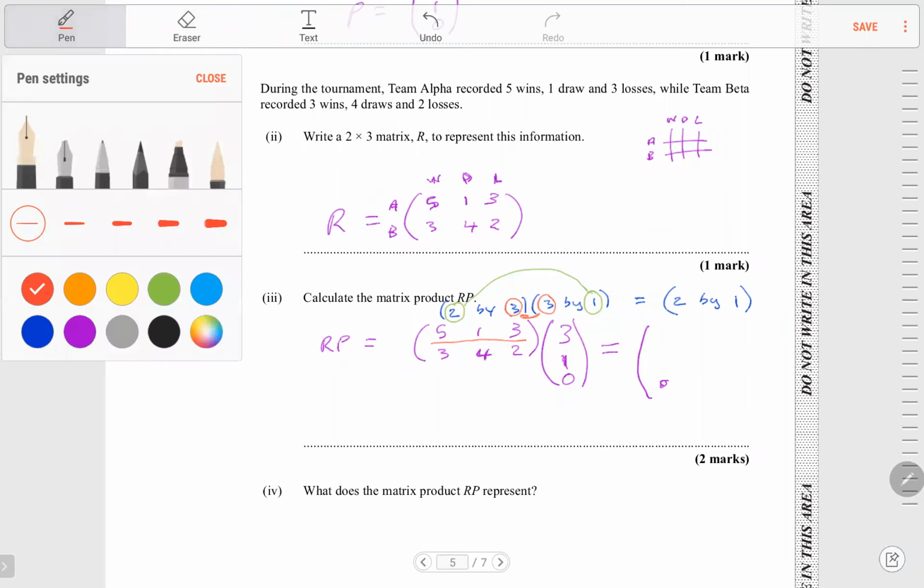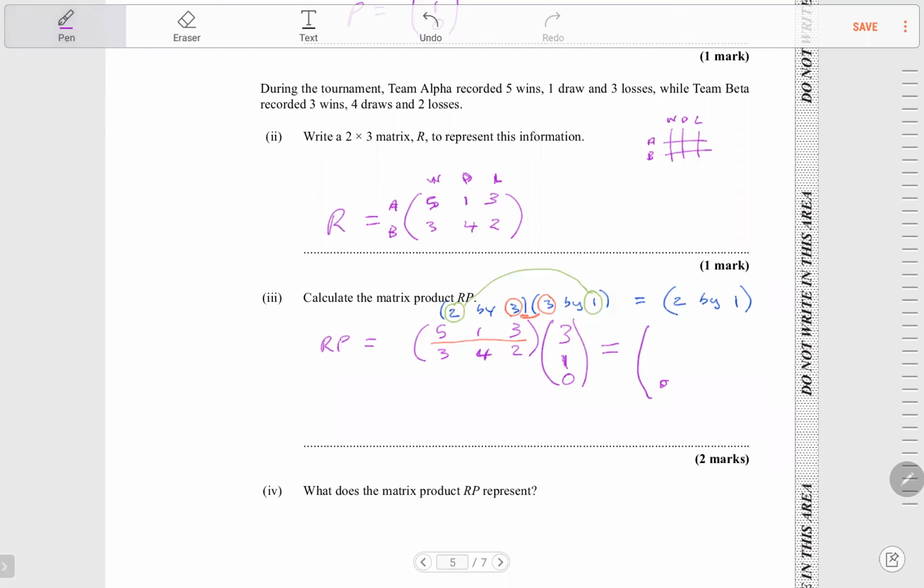All right, so along the row, down the column. So it's 5 times 3 is 15, 1 times 1 is 1, and 3 times 0 is 0. That's the first value. And then for the second value, it is 3 times 3 is 9, 4 times 1 is 4, and 2 times 0 is 0.